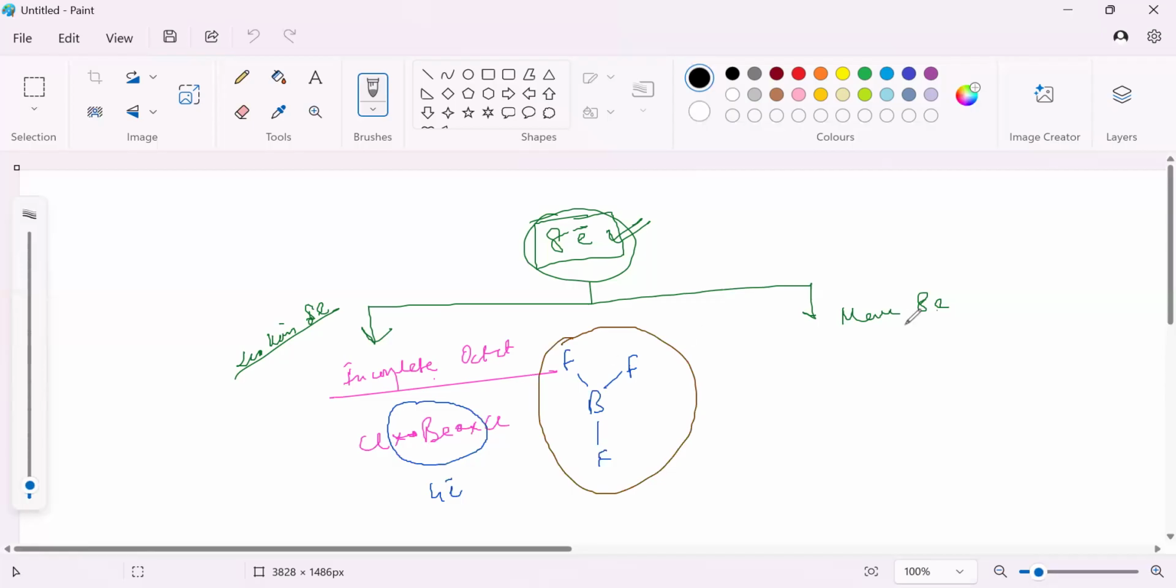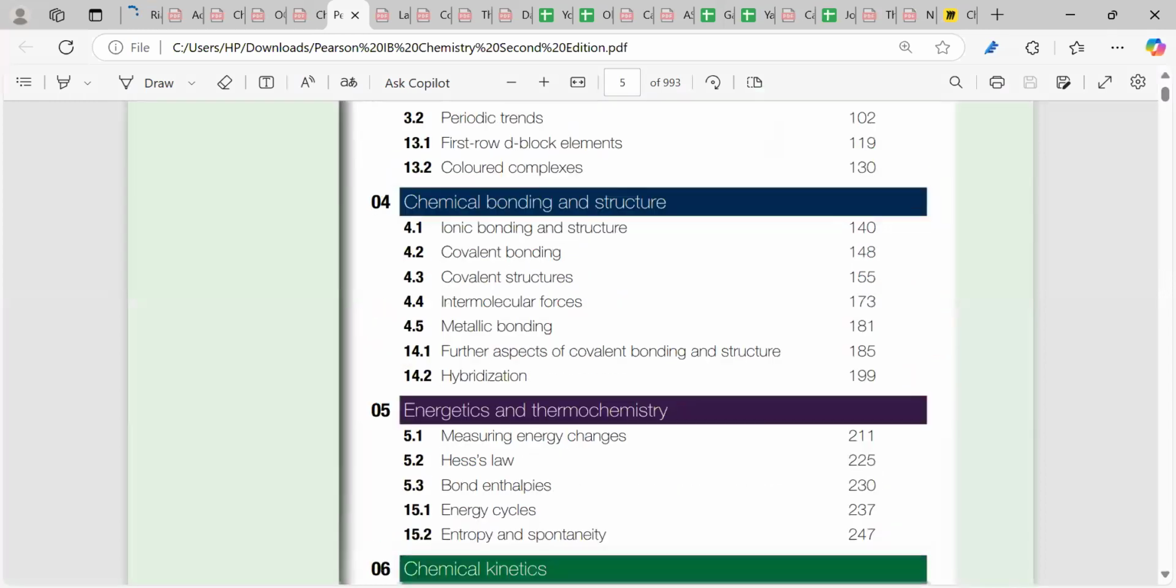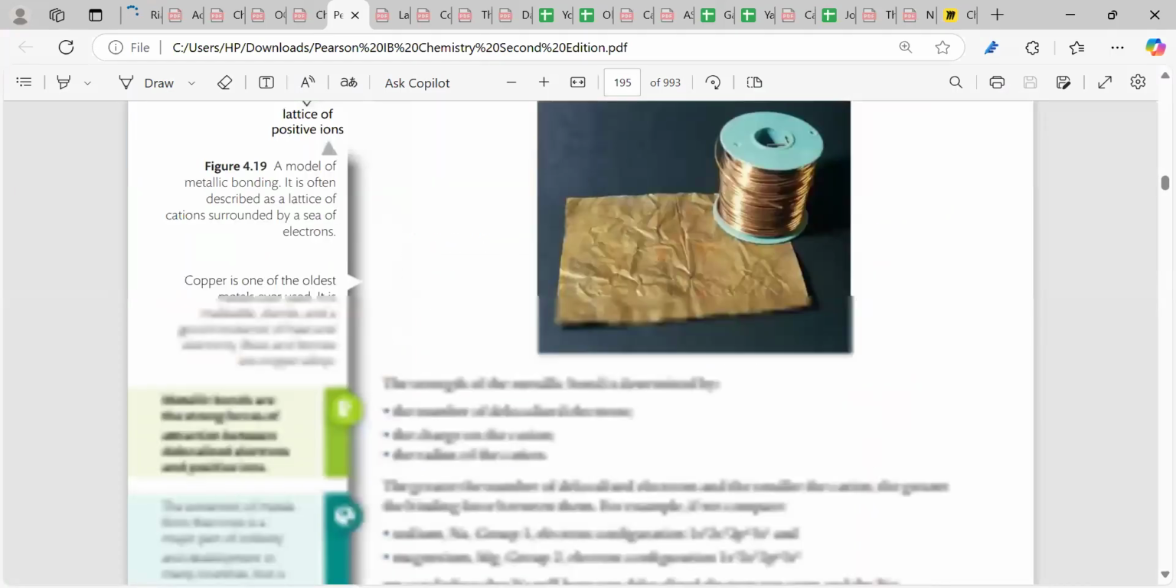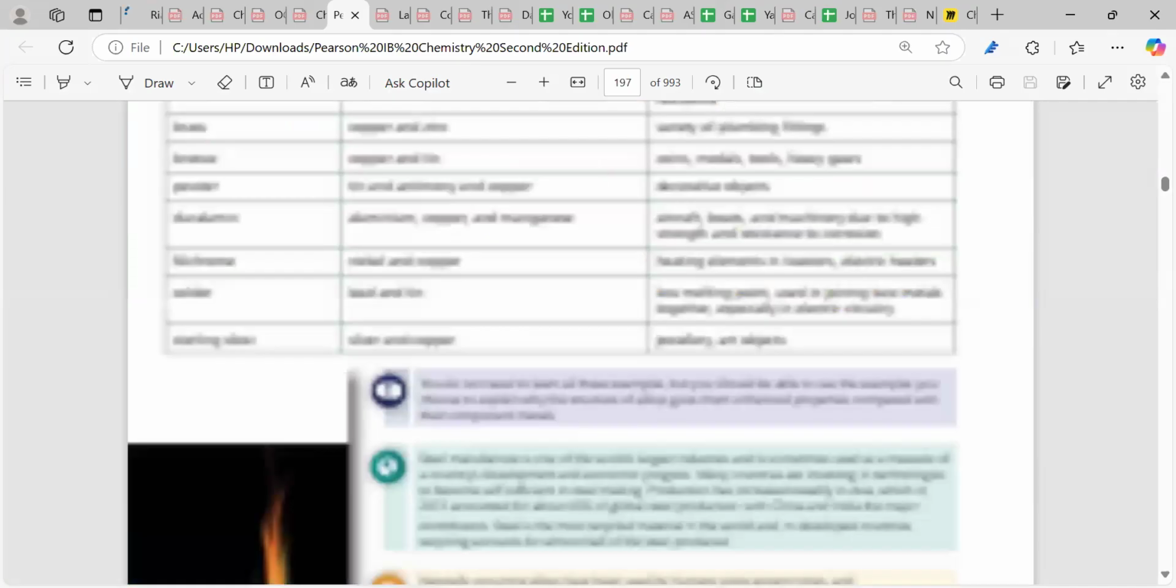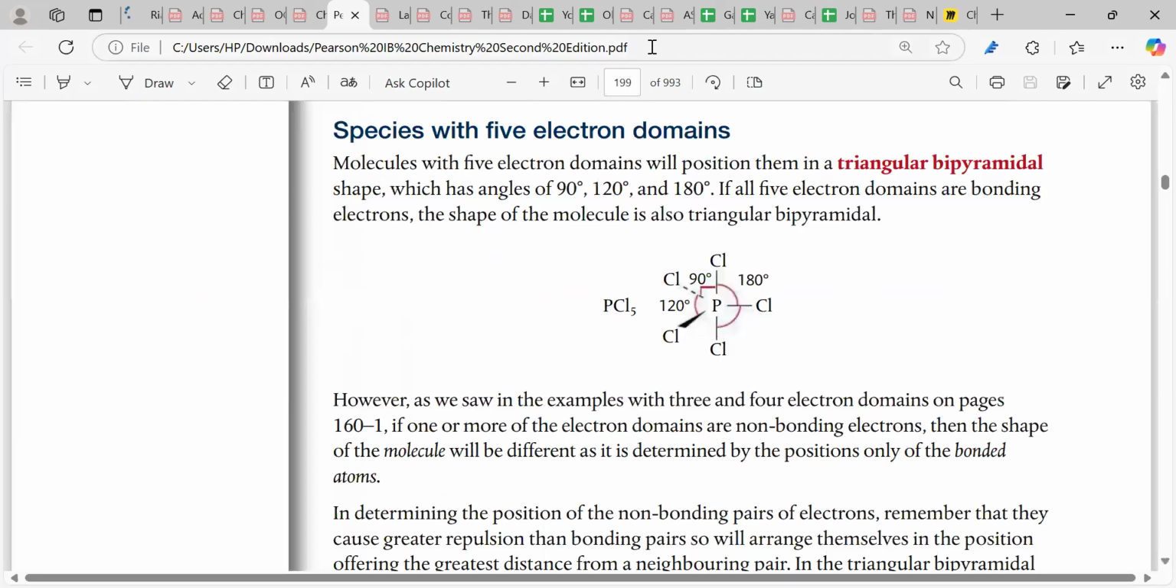More than 8 electrons is called expanded octet. Is it clear? An expanded octet will be there where there will be more than 4 electron domains. Now, when we say 4 electron domains, or 5 electron domains, or 6 electron domains, they will be there in a particular geometry.